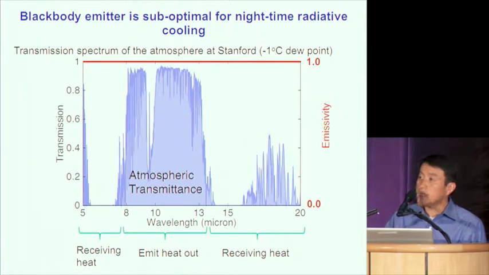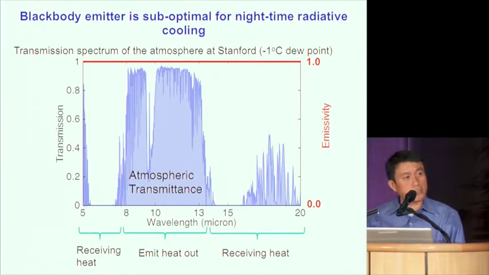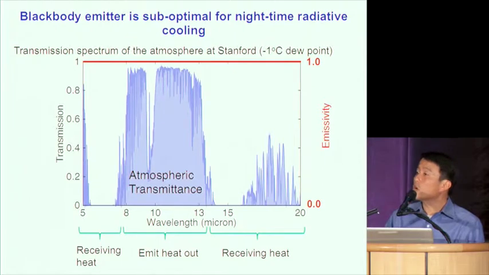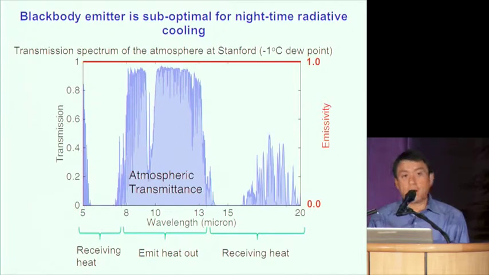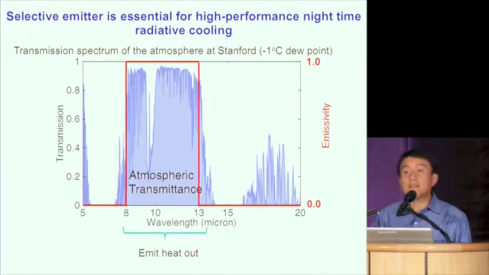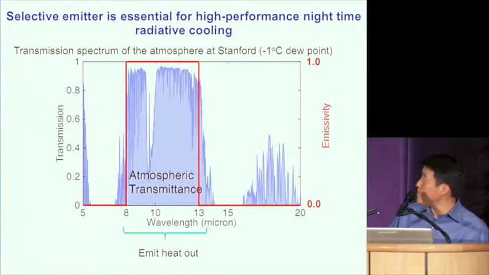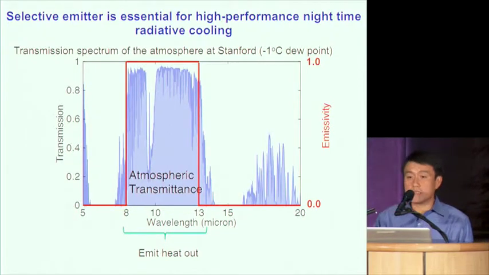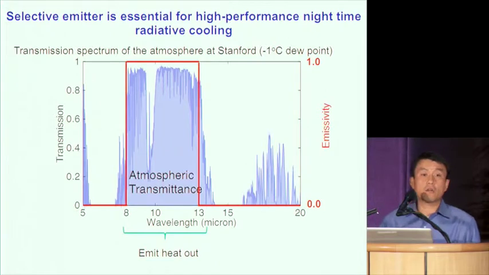So consequently, even at night, if you would like to get a high-performing structure, you would like to go beyond what people have traditionally used for cooling purposes in terms of using a blackbody emitter. And instead, you would like to have an emitter that looks like this, which essentially has very high emissivity in the 8 to 13 micron window, but almost nowhere else.